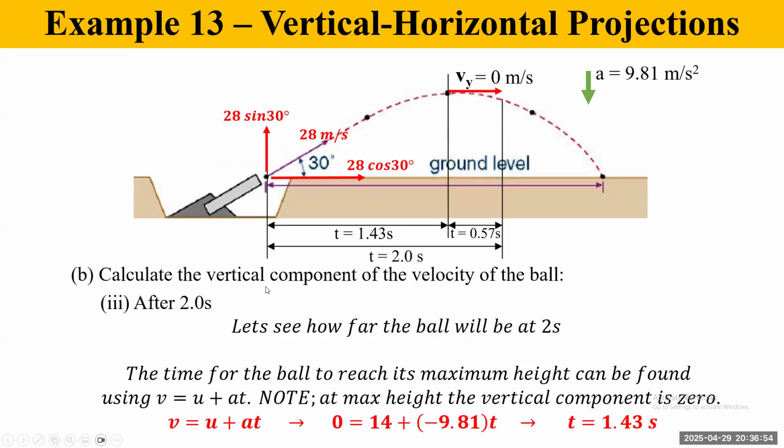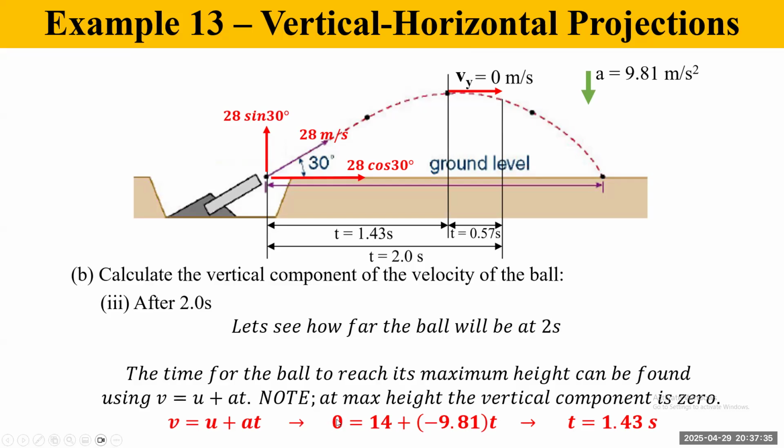It says calculate the vertical component of the velocity of the ball after 2 seconds. So you see, we had calculated what we got here, minus. And they said let's see how far the ball goes in 2 seconds. The time for the ball to reach its maximum height can be found. So they said v is equal to u plus at. Know that at maximum height, the vertical component is 0. So we told you that already. So if you put 0 here, we know the height. So they're actually calculating it right here. What they've done here is calculating the time for it to come here. The time is 1.43 because 0 is equal to 14 plus minus 9.81t.